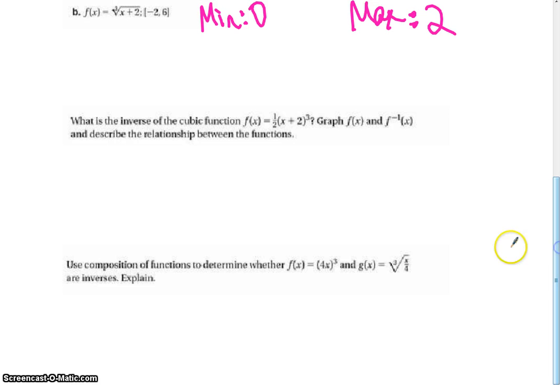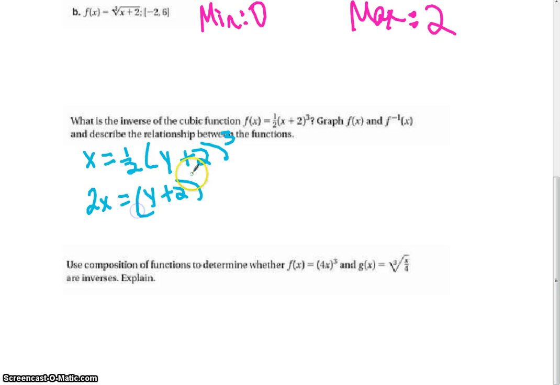Okay, so now they've given us one and they want us to find the inverse. So we start by rewriting it with y. I'm going to do 2 steps at once. I'm going to swap my x and the y, and I'm going to rewrite. So instead of y, I'm going to say x is equal to 1/2 times y plus 2 to the 3rd. I need to move that 1/2. When I take it to the other side, it's like you're dividing by 1/2, which technically is multiplying by 2. So 2x is equal to y plus 2 to the 3rd.